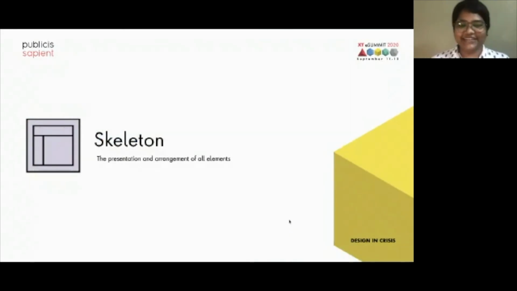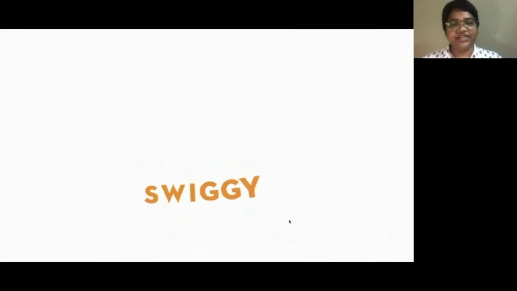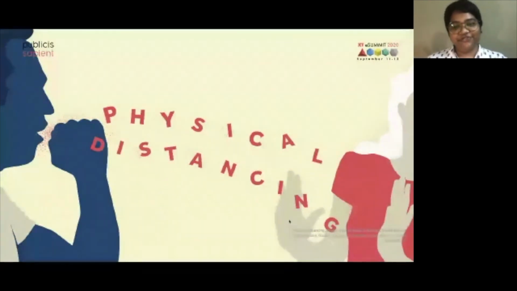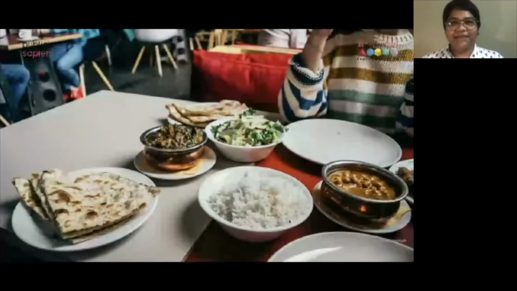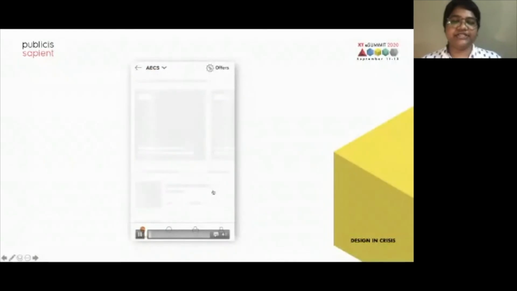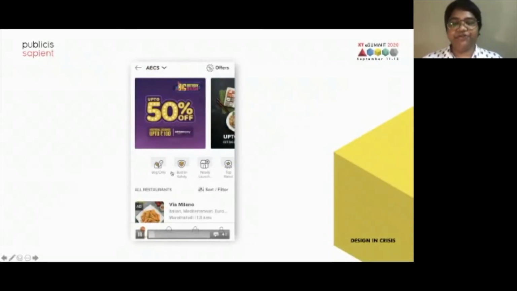The next one is skeleton, which talks about the presentation and the arrangement of all the elements. For this, we have Swiggy with us, which is a food delivery service. And it's again the season of global pandemic, and people want to be away from each other, and they're not really going to restaurants. So how does a food delivery app build trust with its users? Now, Swiggy has a lot of initiatives which they've introduced, but one thing that I want to talk about today is the way they've introduced several communication points on their interface. If you look on the application's interface, you'll find different points at which they communicate the safety standards.